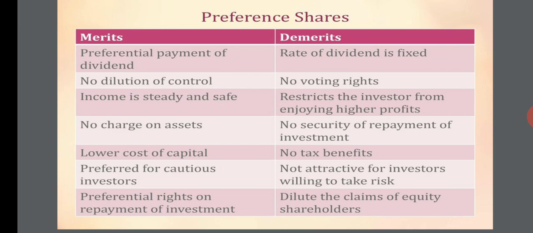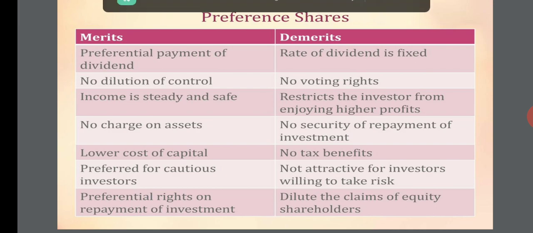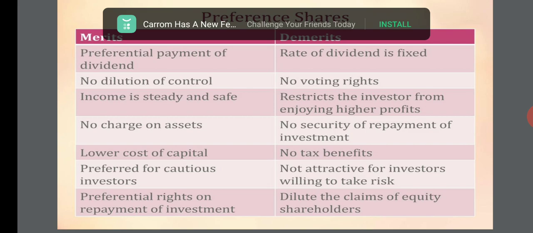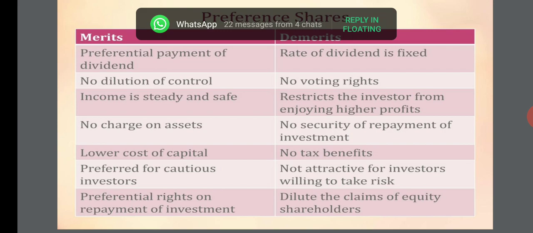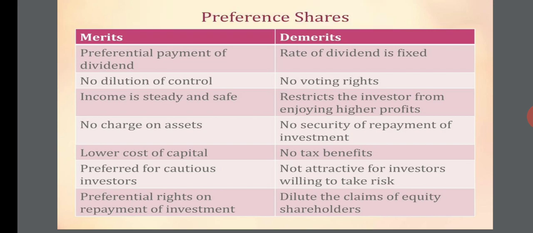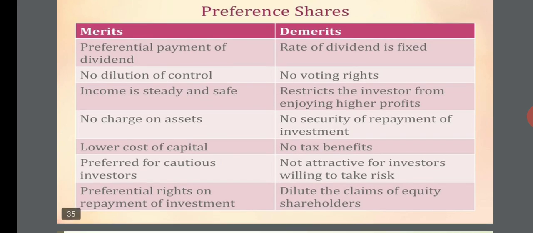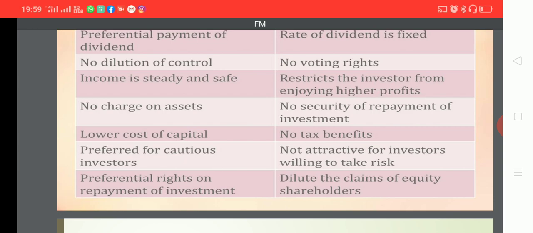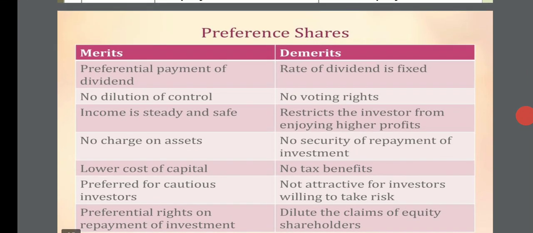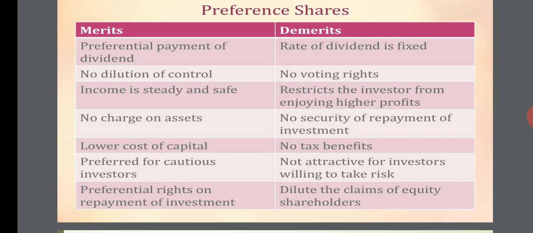Now, what are the merits of preference shares? Preferential payment of dividend, and no dilution of control, because for the company there is no sharing of ownership. Then income is steady and safe, no charge on assets, and lower cost of capital as compared to equity share capital. They are preferred by cautious investors, with preferential rights on repayment of investments. So these are the merits.